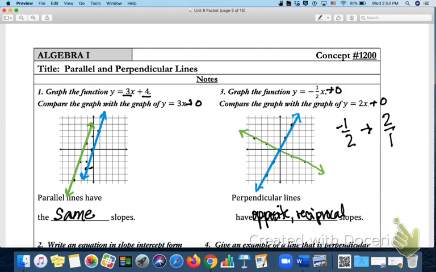You will have perpendicular lines if the slopes are opposite of one another. In this case, we've got a positive and a negative, that's opposite, and reciprocal of one another. Reciprocal means to take your fraction and flip it over. So we have a -1/2. If we flip that over and make it positive, it becomes 2/1. That makes these lines perpendicular.